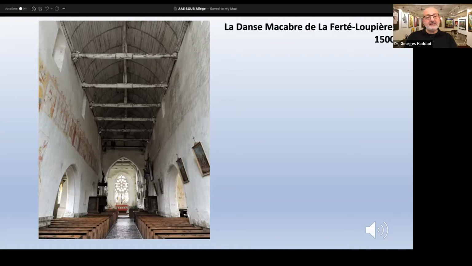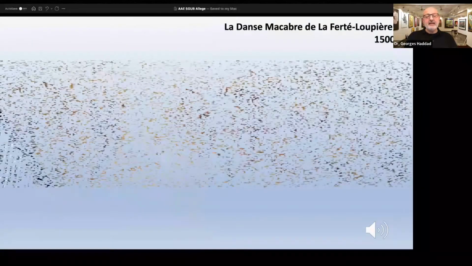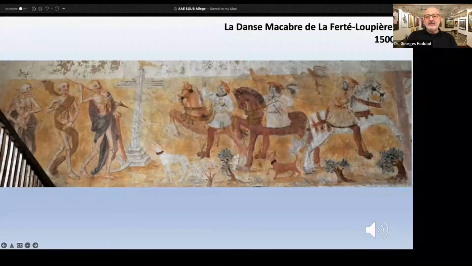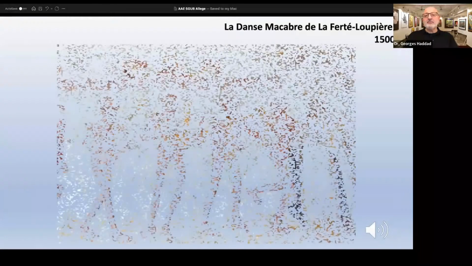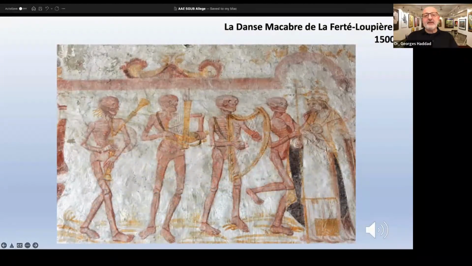And now the dance can start. And you remember we said 3 alive and 3 dead. And this is from a fresco from 1500 on the wall of the church. If you want to know who's playing, the orchestra is playing. It is the dead that are playing. They are playing the music, and they are inviting the emperor to dance.